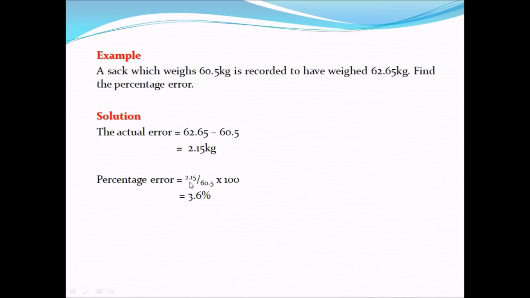So the percentage error is what you get, which is 2.15 all over the actual. Very, very important: what will be in the denominator must be the actual size, which is 60.5, times 100 over 1, which will give us 3.6%. So that is how you calculate the percentage error: the actual error all over the actual size times 100 over 1.